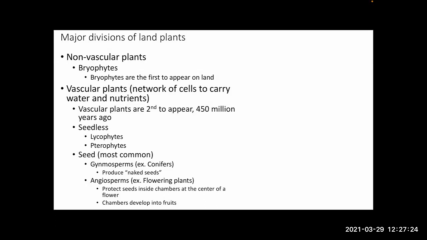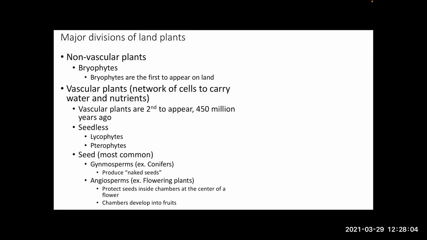We don't see enclosed seeds until we get to angiosperms, which are the more recent plants to evolve, and these are our flowering plants. These type of plants protect their seeds inside chambers that are located at the center of a flower, and we'll talk about those specific structures in the next video. And those chambers are what develop into the fruits. And again, we'll talk all about those structures whenever we talk about gymnosperms and angiosperms in the next video.